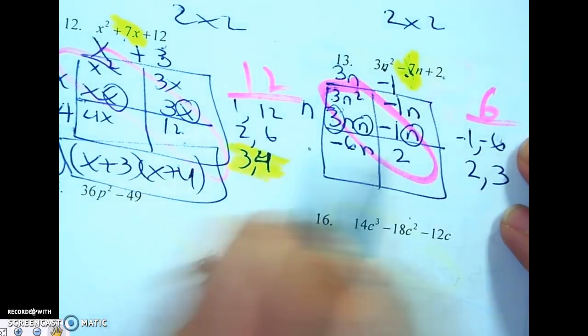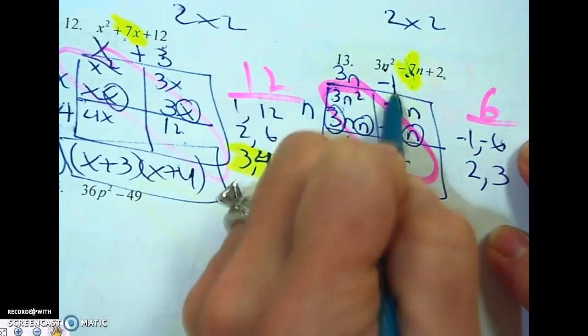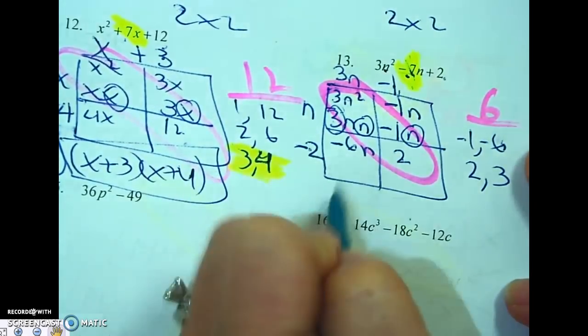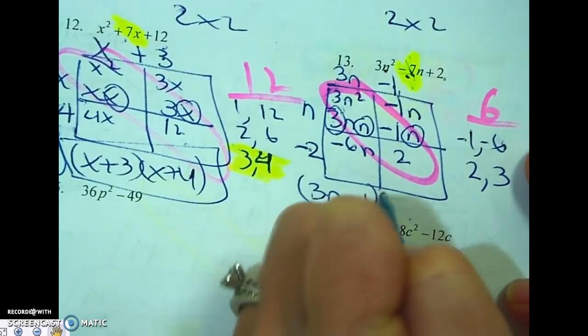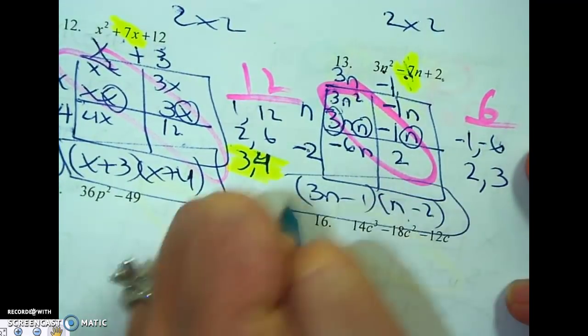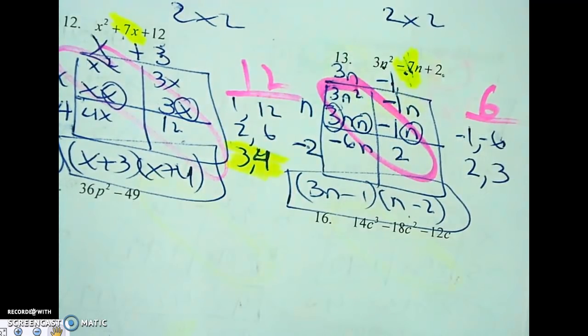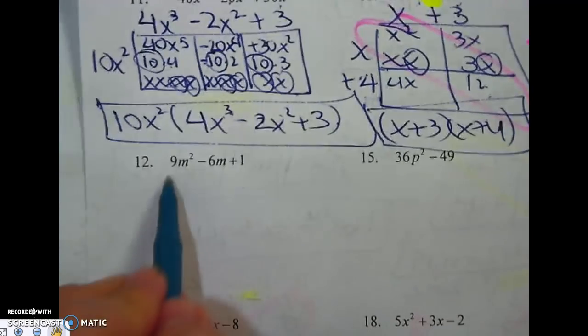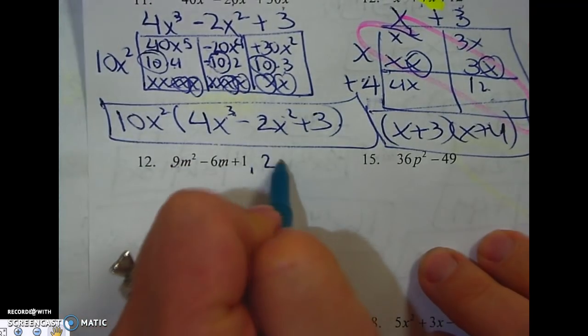1 times what gives me 2? 2. And 2 negatives make a positive. So my answer is 3n minus 1 and minus 2. Let's go to the next one. I look to see if something the same. They don't. 2 by.